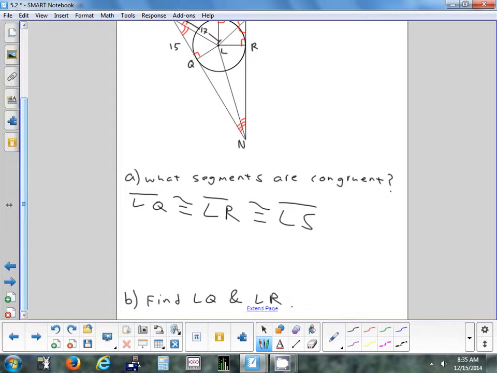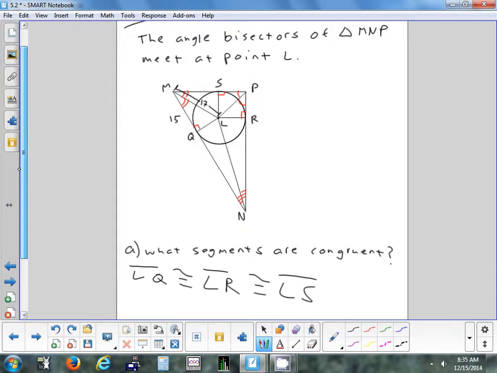Okay, now I want to find LQ and LR. Well, once I find LQ, I automatically have LR because they're congruent. All right, so let's see if we can find LQ. Anybody have any guesses how we could find LQ?